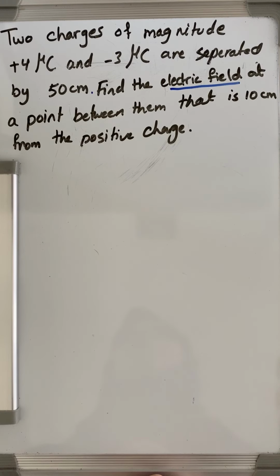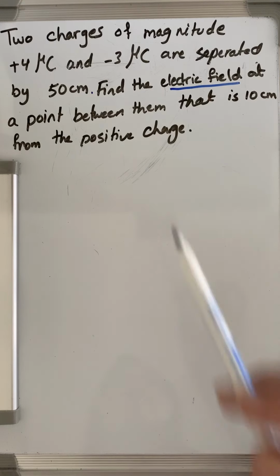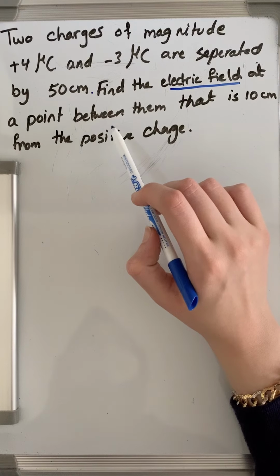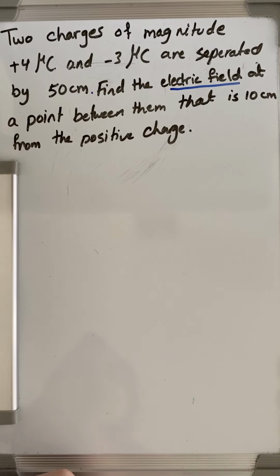I will read it for you first. Two charges of magnitude positive 4 microcoulomb and negative 3 microcoulomb are separated by 50 centimeters. Find the electric field E at a point between them that is 10 centimeters from the positive charge.